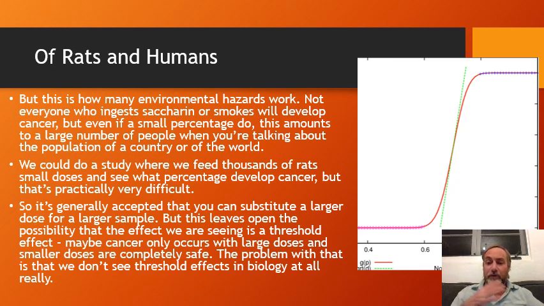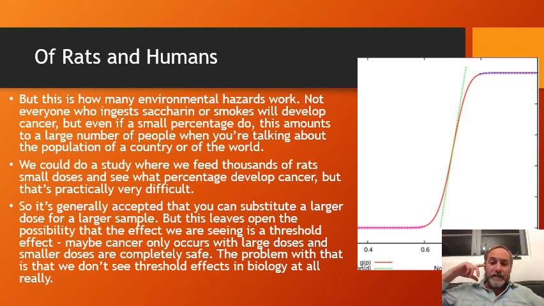So you could do the study that way, which would be, I guess, more realistic, right? You feed thousands of rats relatively small doses, and then see what percentage develop cancer. But doing a study with thousands of rats is really expensive, so it's a generally accepted practice that you can substitute a larger dose for a larger sample. I don't want to feed 1,000 rats a little bit of saccharin every day, maybe the equivalent of 2 cans of soda or whatever. So I'm going to take a smaller sample and feed them the equivalent of 800 cans of soda. And it's generally accepted that it works out roughly the same.